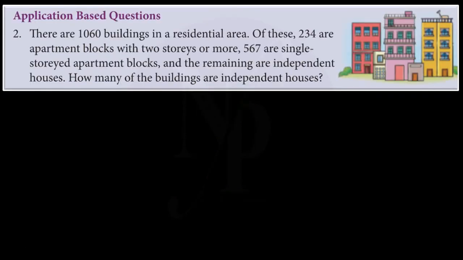Now let us move to application based questions in this exercise. Question number 2. There are 1060 buildings in a residential area. Of these, 234 are apartment blocks with 2 stories or more. 567 are single-storied apartment blocks, and the remaining are independent houses. How many of the buildings are independent houses?